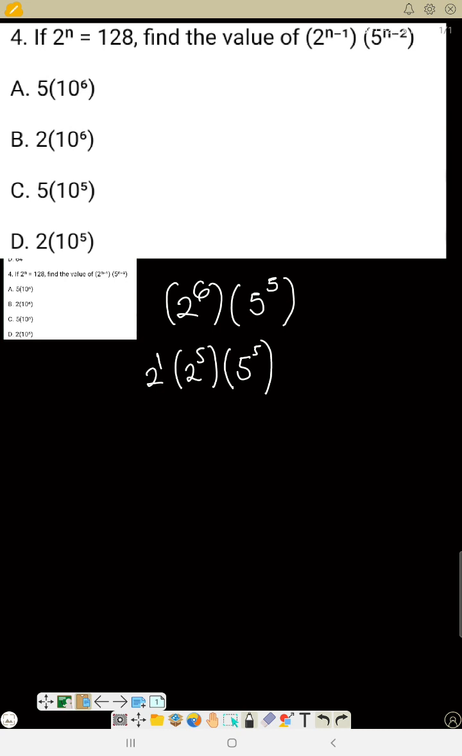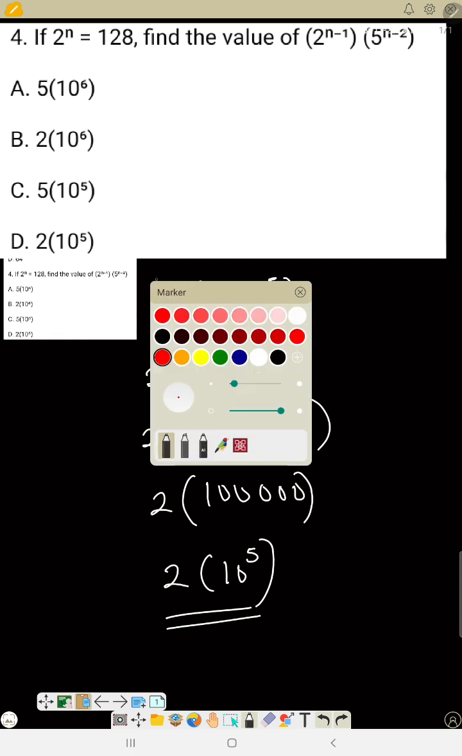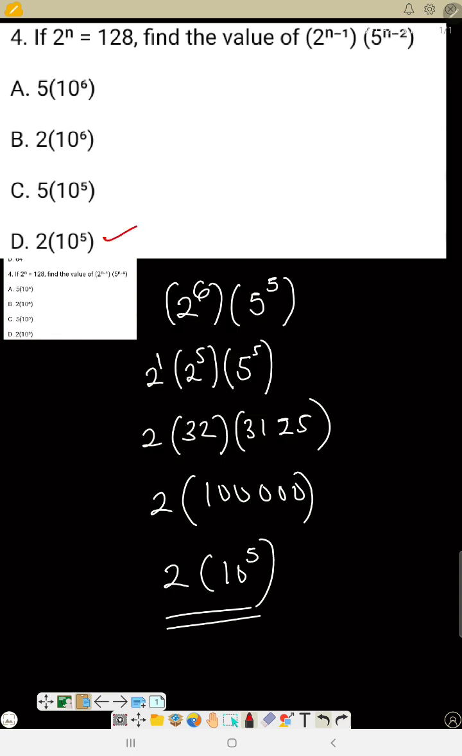is 3125. 2 raised to power 5 times 5 raised to power 5. So this will be 2 brackets. 2 raised to power 5 is 32. 5 raised to power 5 is 3125. So this is 2 times 100,000. So if you multiply these two together, this is 2 brackets 10 raised to power 5. So that is the answer. So the correct answer is D. Option D is correct. So I'll continue with number 5 in another video.